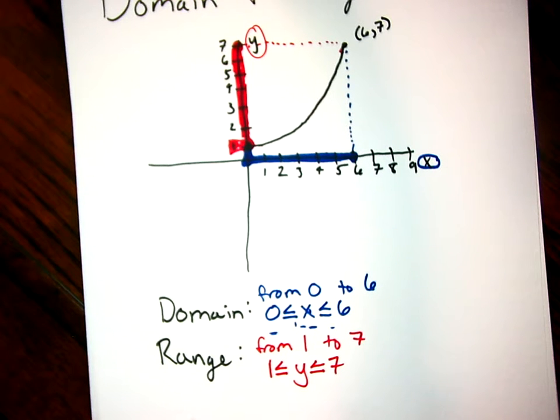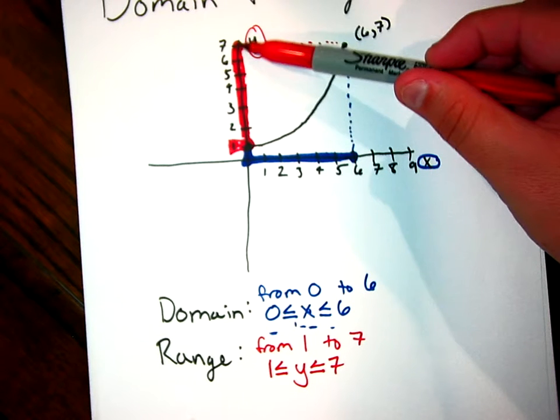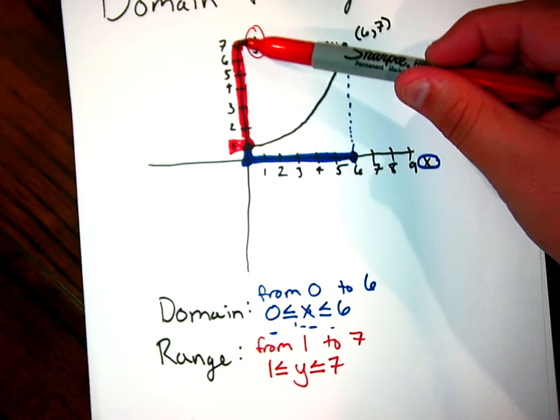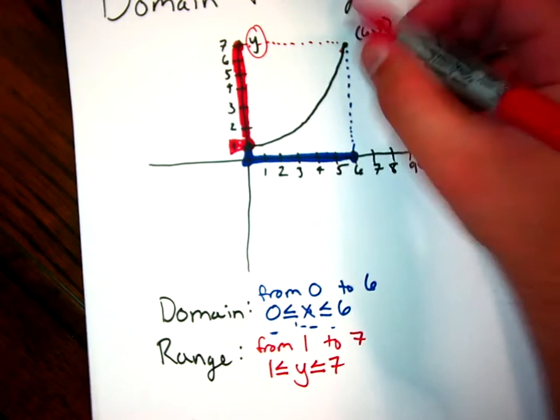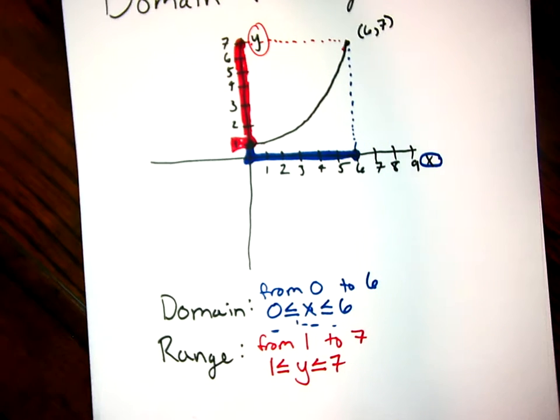Okay, and that just says that y is greater than or equal to 1, and y is less than or equal to 7. It does not go above 7. Okay, this function stops right here. And so that's domain and range for this function.